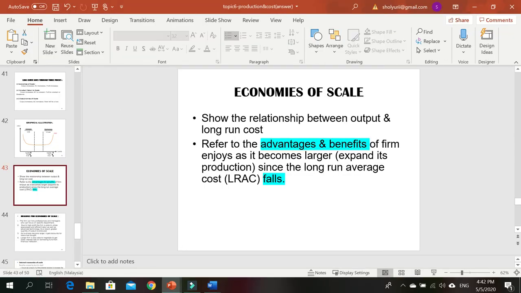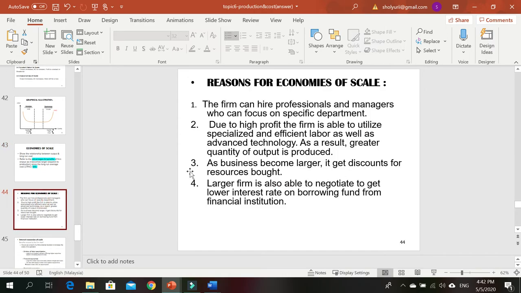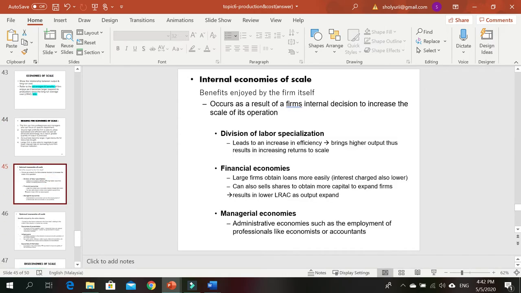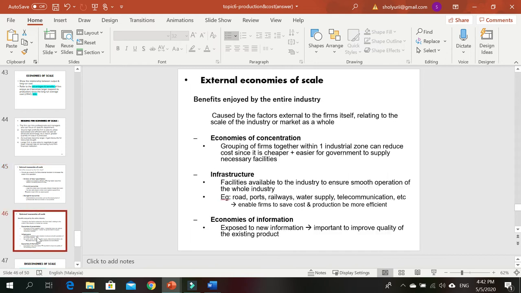Okay, the reason of economies of scale, ini antara yang saya dah explain. Kita ada internal economies of scale comprises of division of labor specialization, financial economics, managerial economics. We have external economies of scale, which is economies of concentration, infrastructure, economies of information. I won't teach one by one because you can read on your own, and the complete explanation on economies of scale, the advantage producer got in the long run, is in page 163. Please do your reading. If you don't have your textbook, please ask me. I will snap for you and give you in the group WhatsApp.